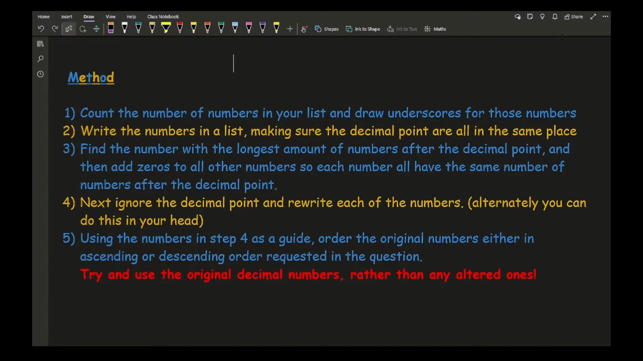The final thing is to try and use the original decimal numbers rather than any altered numbers. If you have added zeros to numbers, technically there is no difference between 2.4 and 2.400 because they're both 2.4. But if the original number was 2.4, write 2.4 in your final answer. Try not to write the altered one. You shouldn't really lose any marks for it, but it's worth taking extra note. If you can, brilliant. If not, there is a very small chance you might lose a mark.